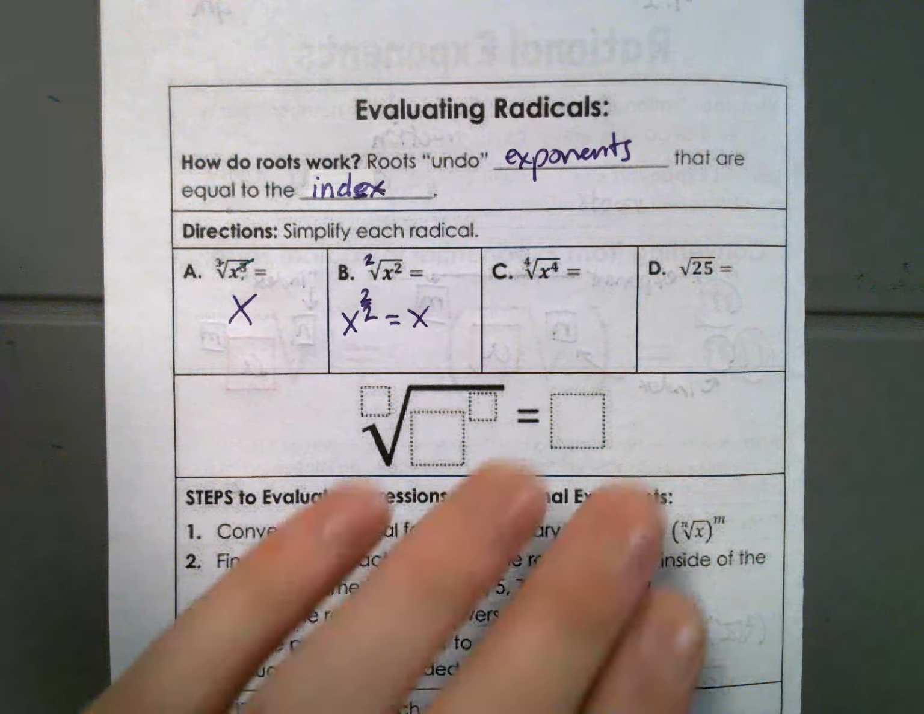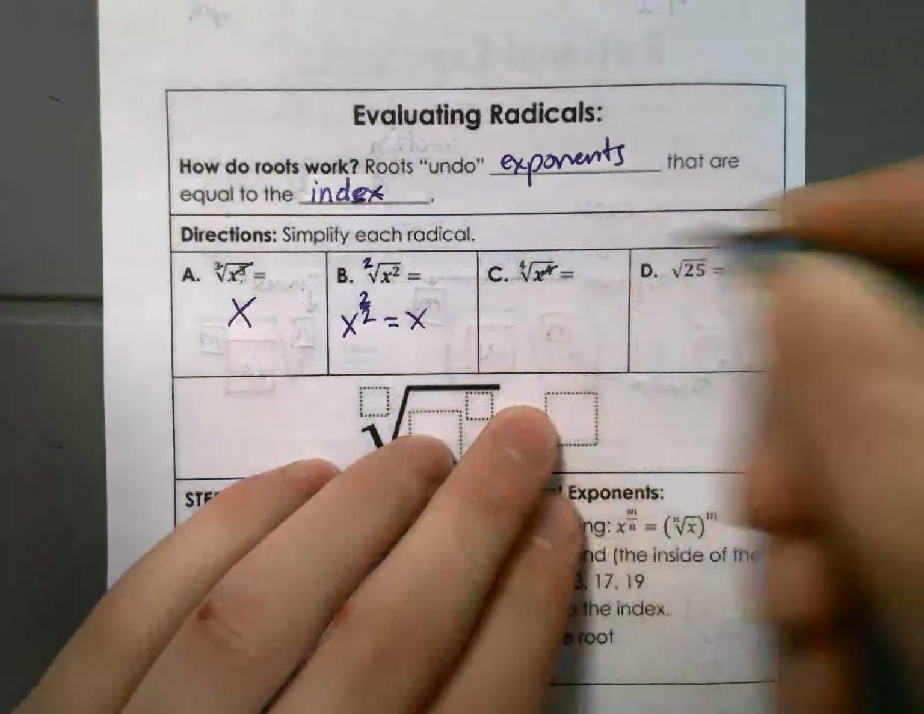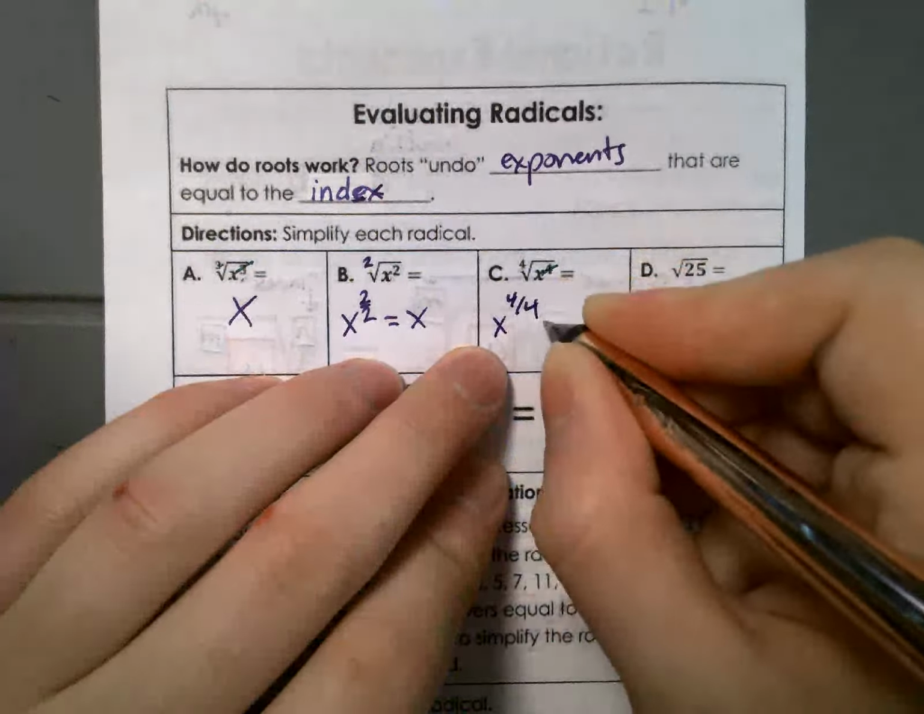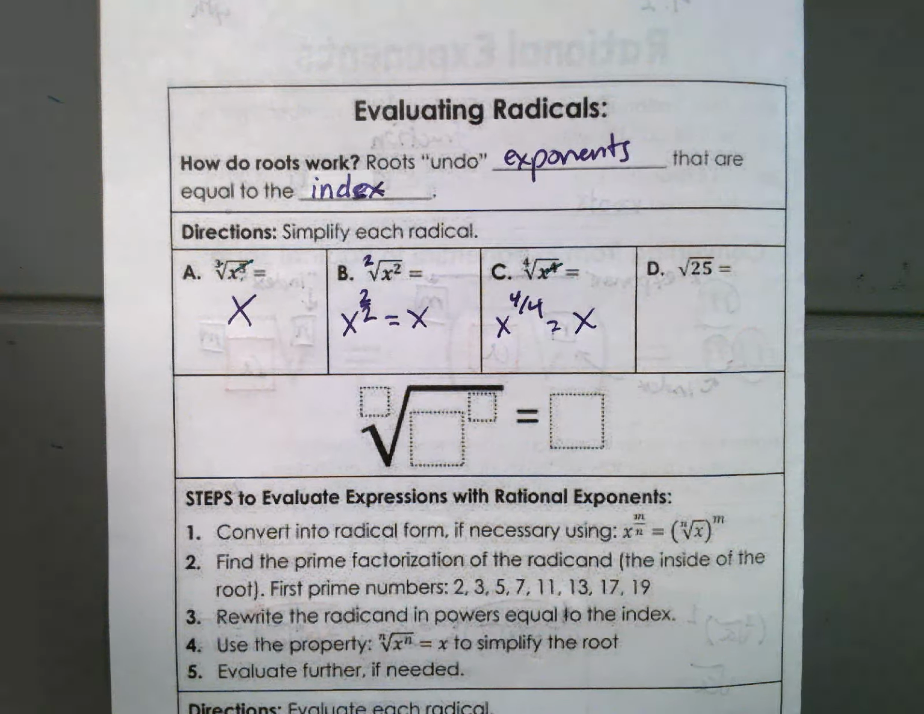Okay? Same thing for the next one. Fourth root of x to the fourth. The 4's cancel. You're left with just x. X to the 4 over 4 becomes x. However, if you have a number, on the other hand, this is a little bit of a different story.